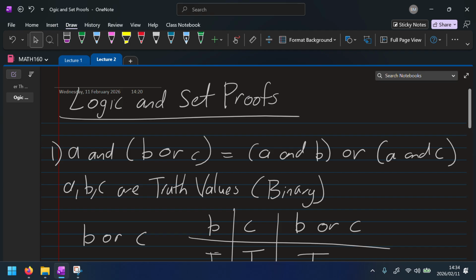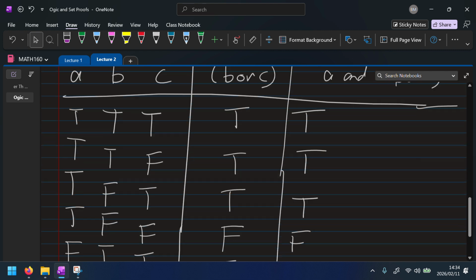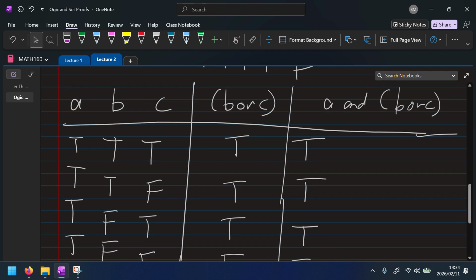So this gives us the full truth table for the left-hand side. Everyone see that? For that left-hand side, A and B or C, we got every single possibility for A, B, and C, and this is the output. So if A, B, and C are true, true, true, we get true. If it's true, true, false, we get true. We look at every possibility, and that is all of the outputs for the left-hand side.